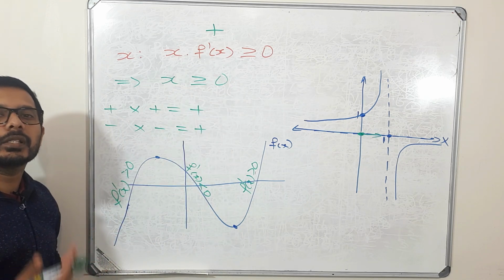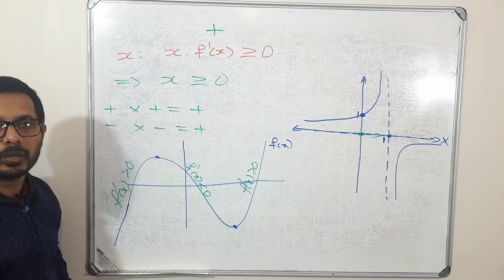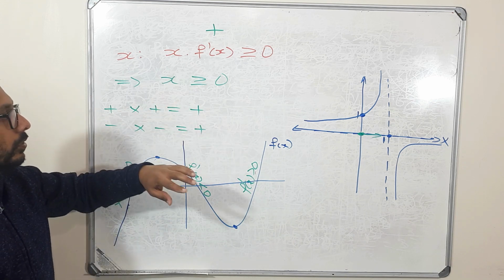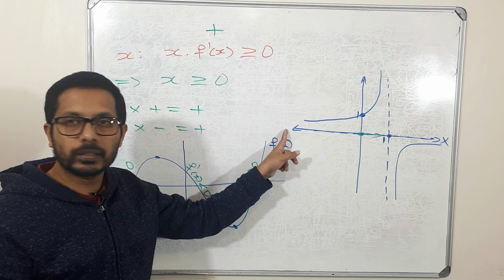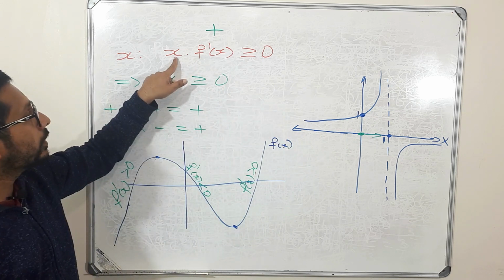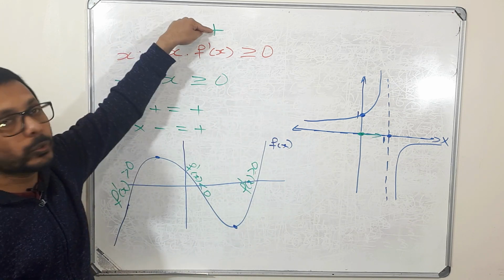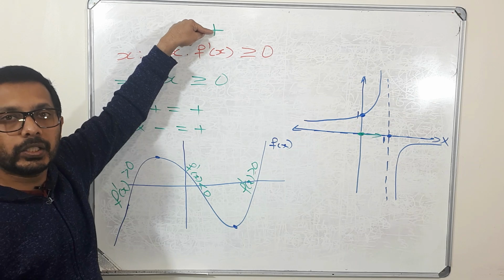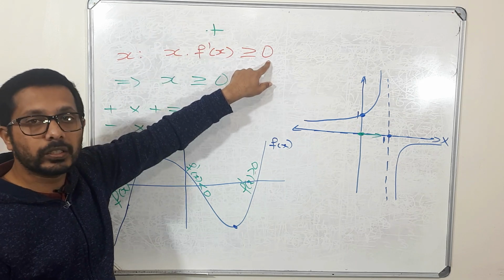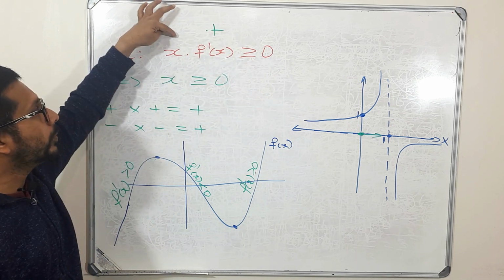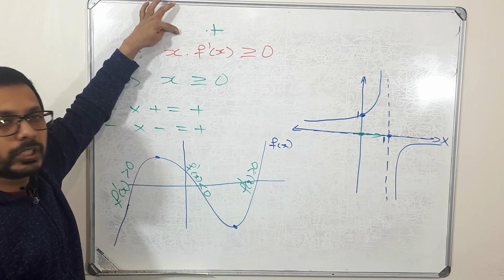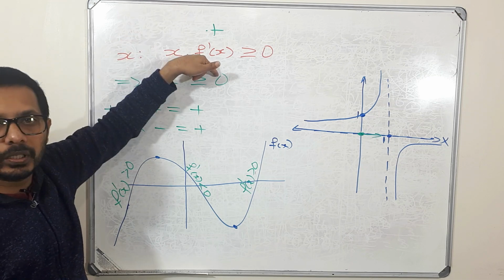In case x is less than or equal to 0, what is going to happen? In case it is less, then this one is negative. Negative into positive is negative, or less than 0. Here we want positive, so this one must be positive. So positive means x greater than or equal to 0.